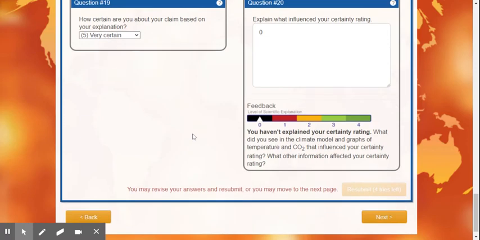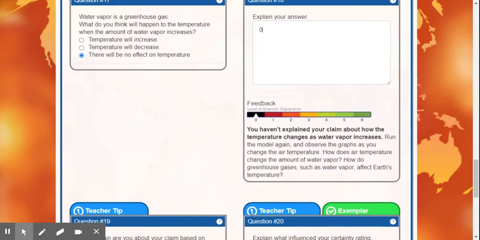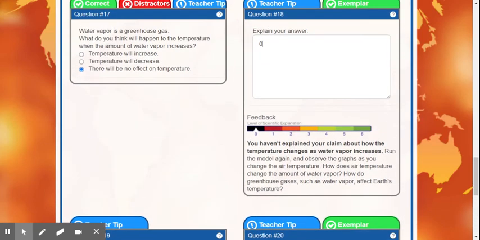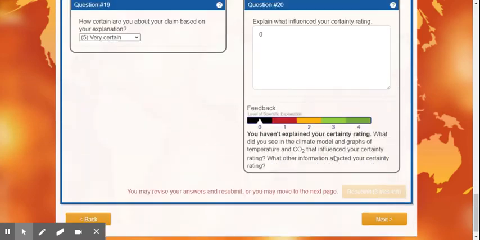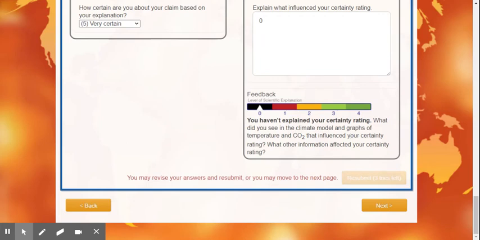So what did you see in the climate model and graphs of temperature and carbon dioxide that influenced your certainty rating? What other information affected your certainty? What things about this made you certain that, let's say you said that water vapor increases, the temperature will increase. I can resubmit and then next.